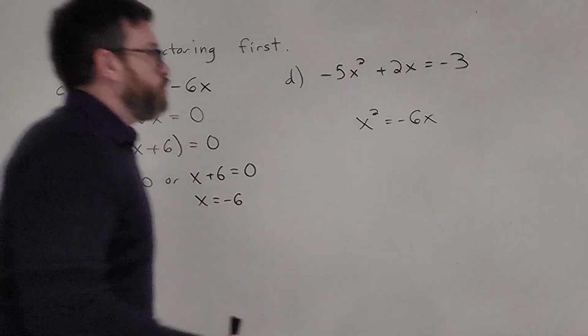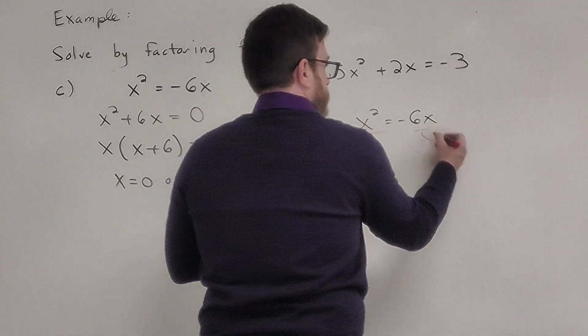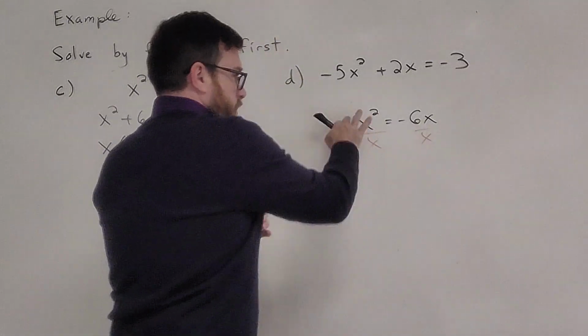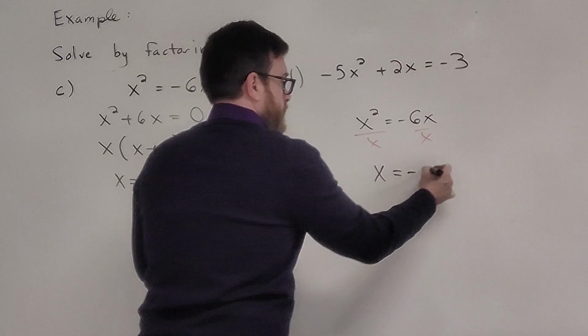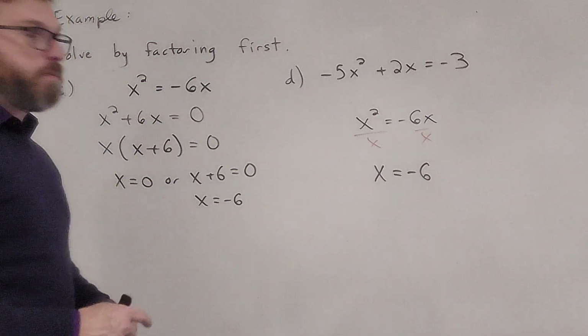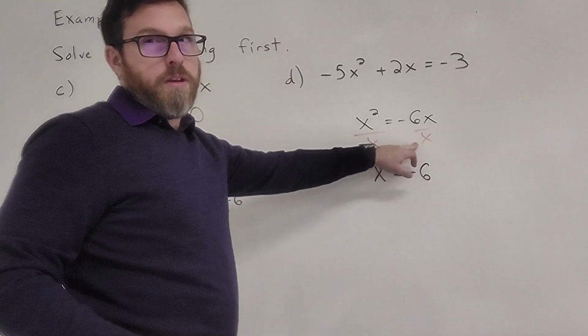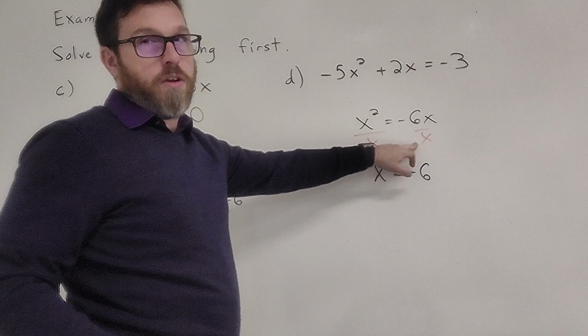Now, I've seen students try to do this. They're like, well, I can divide both sides by x. Now you can, what you'll have is x squared divided by x, so x is equal to negative 6. But notice that you've lost a solution. When you divide things by a variable, you get rid of the solution that makes that variable equal to 0.